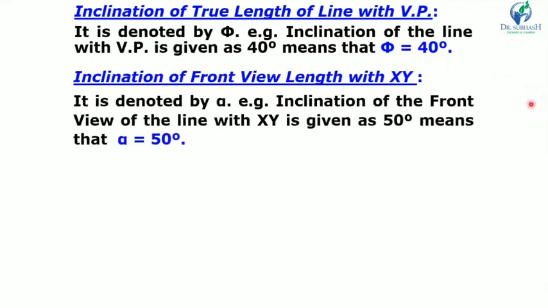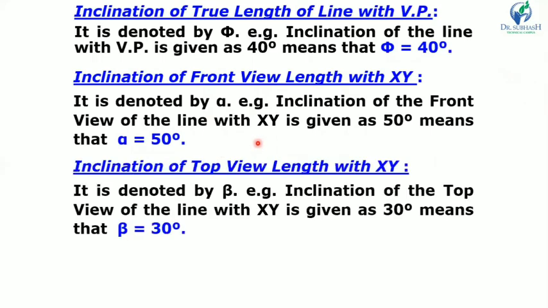Inclination of the front view length with XY, the reference line, is denoted by alpha. So if alpha is equal to 50 degrees, that means the front view is inclined with the XY line at an angle of 50 degrees. Inclination of the top view length with the XY line. The inclination of the top view, or plan, with the XY line is denoted by beta. So if beta is equal to 30 degrees, it means the top view is inclined with XY at an angle of 30 degrees.